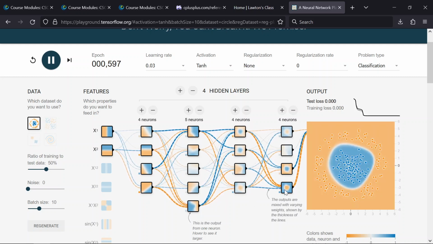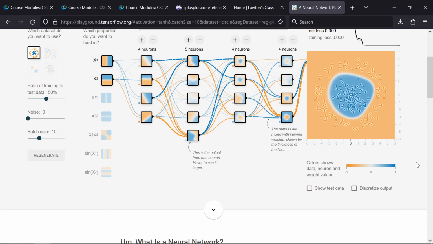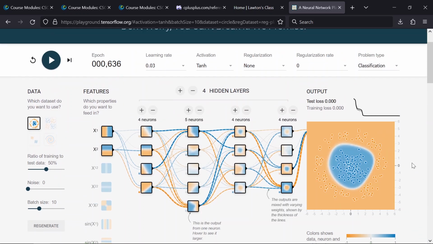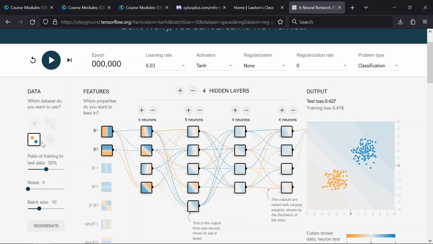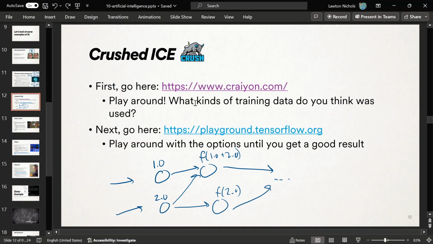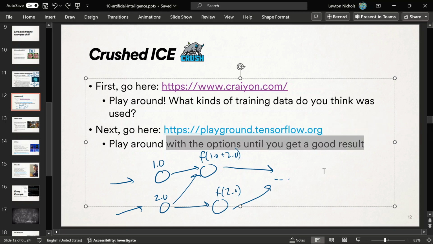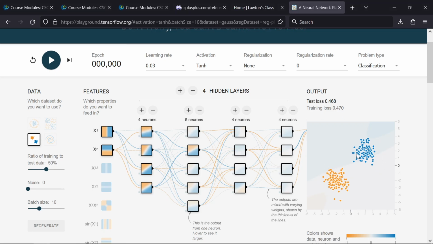And so it's getting really good, and you can stop it. It's learned this shape that differentiates the blue dots from the orange dots somehow. Isn't that really cool? So yeah, that's the idea. That is the problem: given inputs, compute outputs. And so I'd like you to play around with these other training data sets and see if you can make the smallest neural network that has really good results.